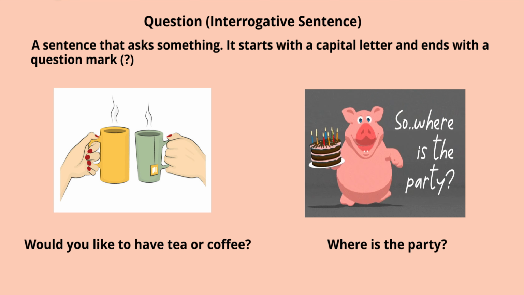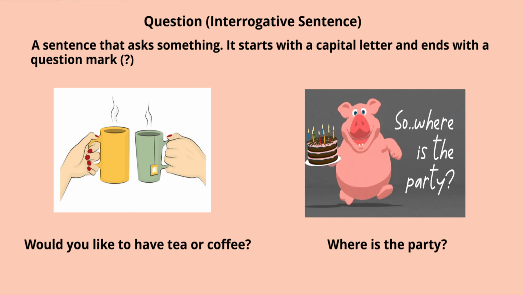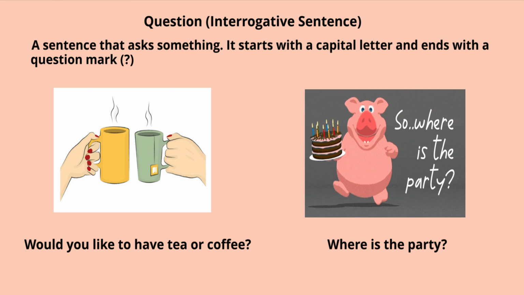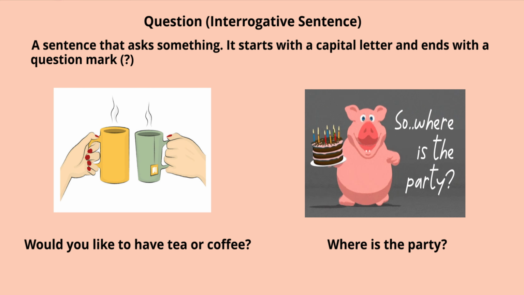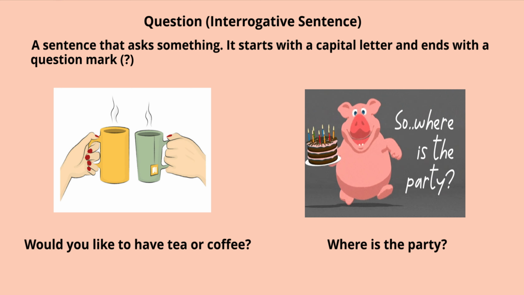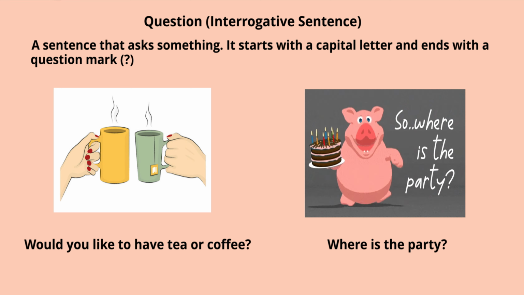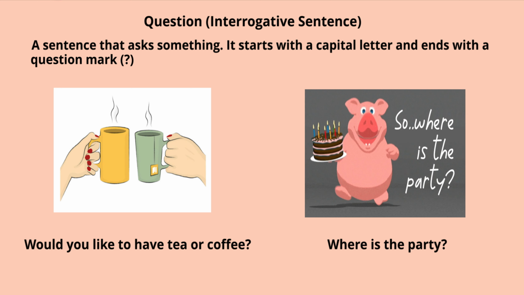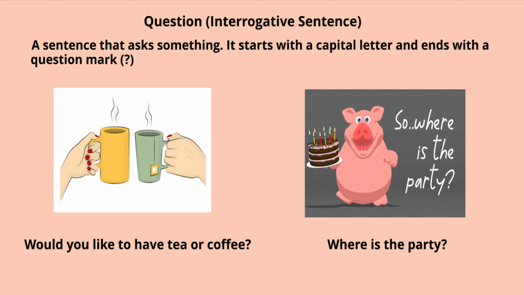The next one is interrogative sentence. That means you ask a question. A sentence that asks something. It starts with a capital letter and ends with a question mark. In the first image, what do you see? You see someone holding coffee and tea. The other side, someone else is holding tea. Would you like to have tea or coffee? So you're asking a question. So this would be an interrogative sentence.